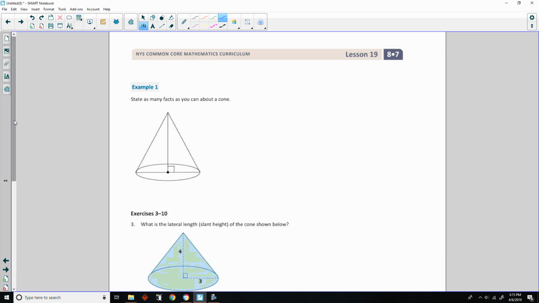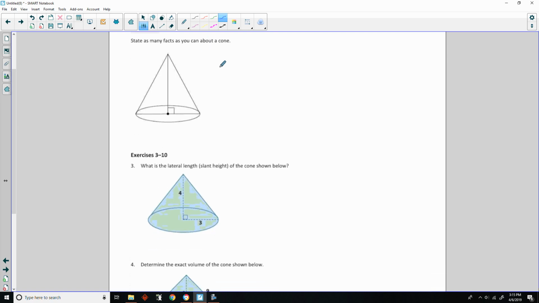All right, anyway, moving along. State as many facts as you can about a cone. Well, let's see. The base of the cone is a circle. The area of a circle is pi r squared. The circumference of a circle is 2 pi r, or pi d, depending on whether they gave us the length of the diameter or the length of the radius. And the volume equals the base area times the height.